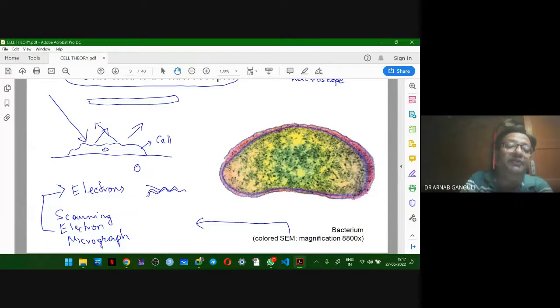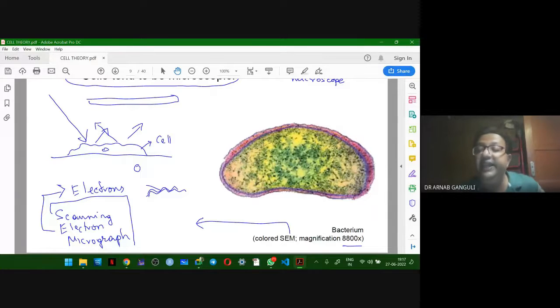This type of electron microscopy is known as scanning electron microscopy. This particular cell has been magnified 8,800 times. What you see is 8,800 times bigger.